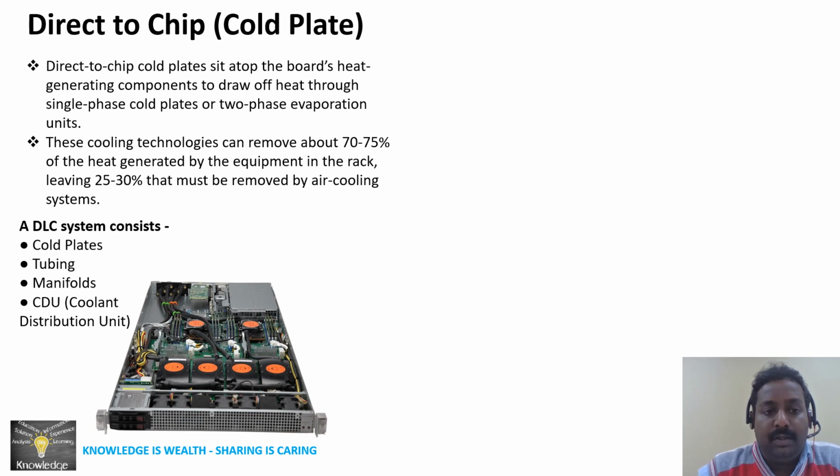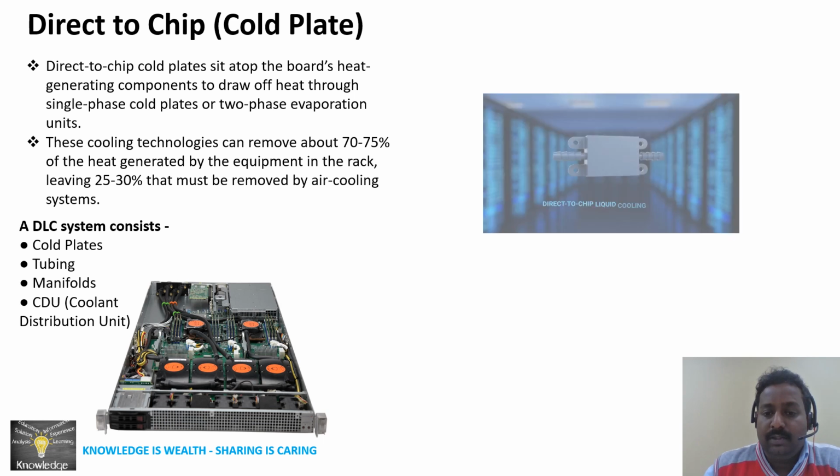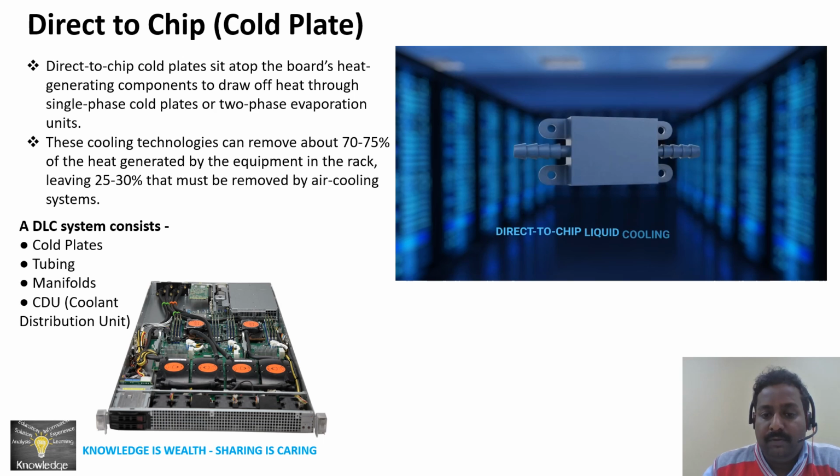The main components of direct to chip or cold plate are the cold plate and tubing to circulate the fluid, a manifold, and the CDU, the coolant distribution unit. Let us quickly see how the direct to chip cold plate technology works through a small video.